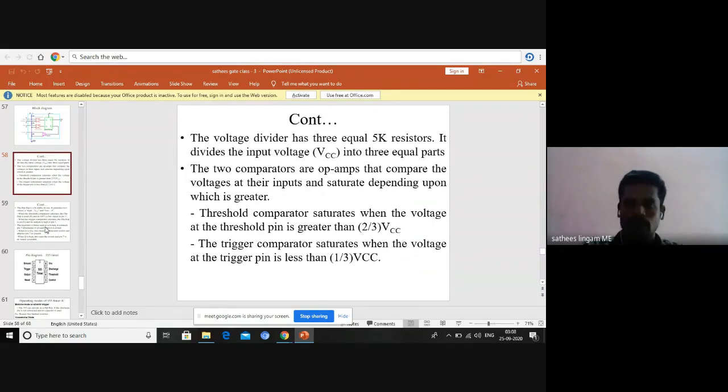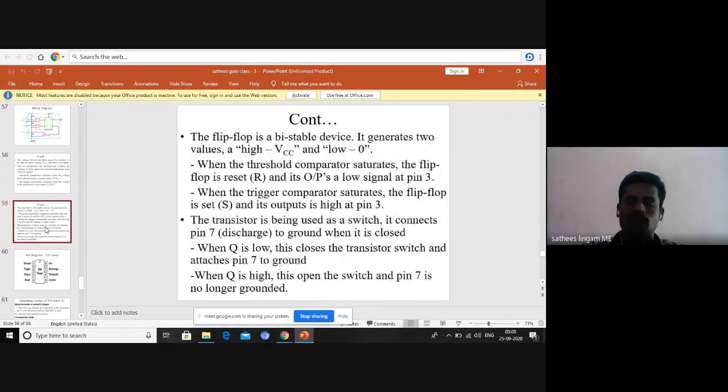The trigger comparator saturates when the voltage at the trigger pin is less than one third of VCC. That time the comparator is getting saturated. Anyway, the flip flop is a bistable flip flop, that we know can store one bit of information. Either it can store high or 0. It generates 2 values.